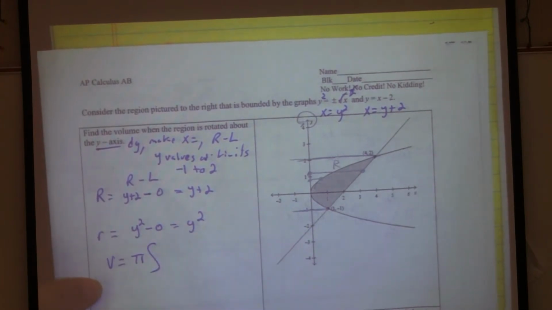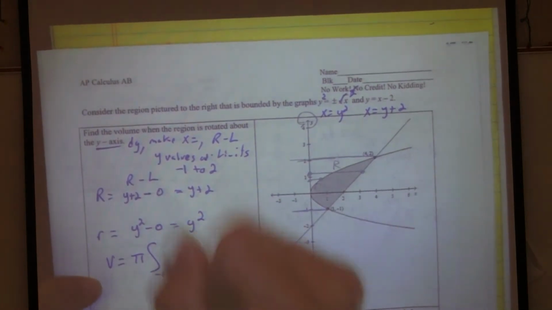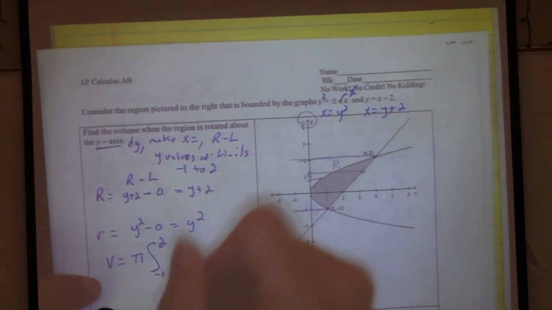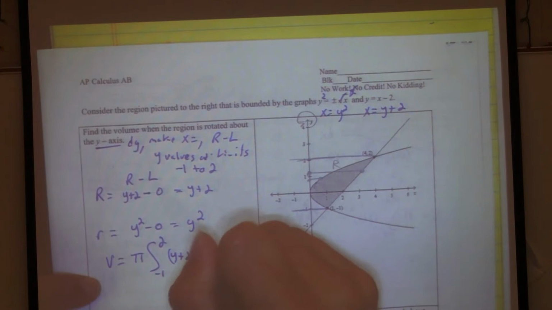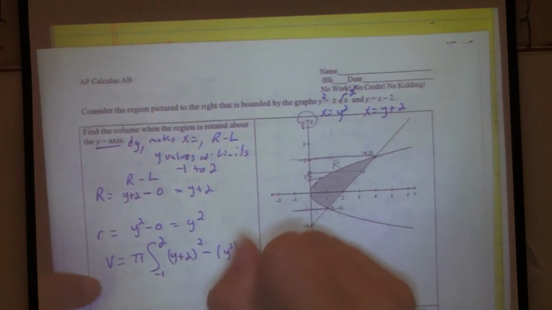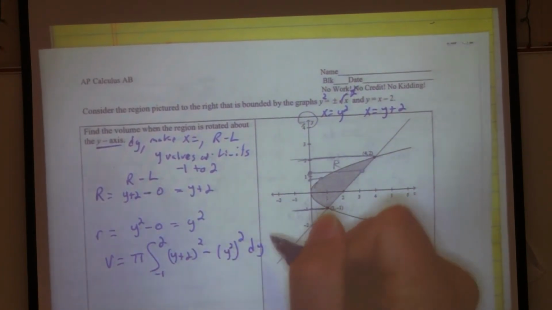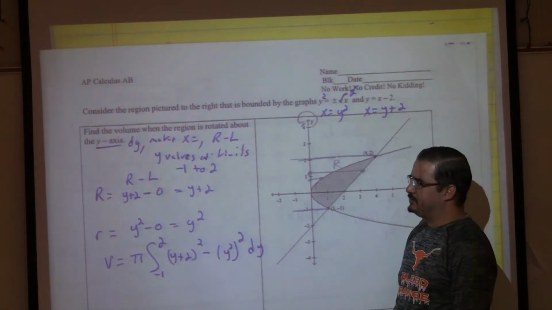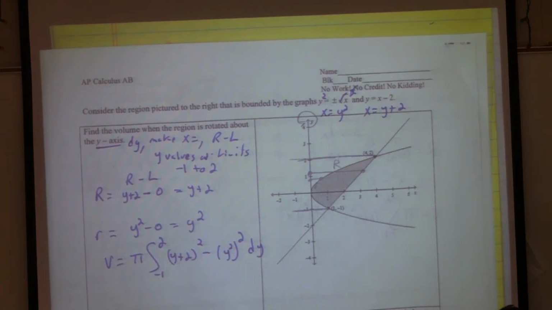Pi times the integral from negative 1 to 2, it's just coincidence. Big R, which is y plus 2 squared, minus little r, which is y squared squared, dy. Can I still put it in my calculator even though it has y's? Yes. Do I have to use y's? No.